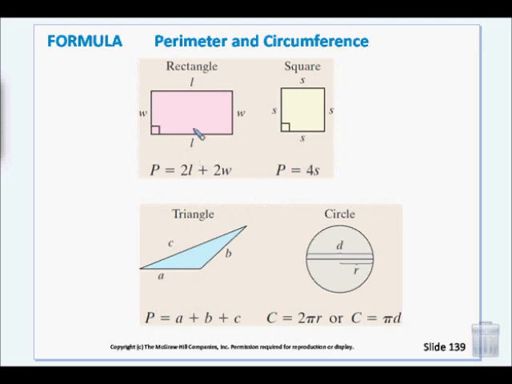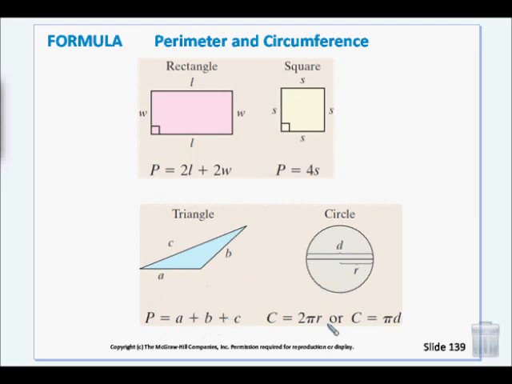So we have formulas for perimeter. 2 times the width plus 2 times the length. Or if you don't want to memorize the formula, add up all of the sides. Same thing with a square. Since all the sides are the same, it's 4 times the side, or if you don't want to memorize that, just add them all up. Triangle, add them all up.